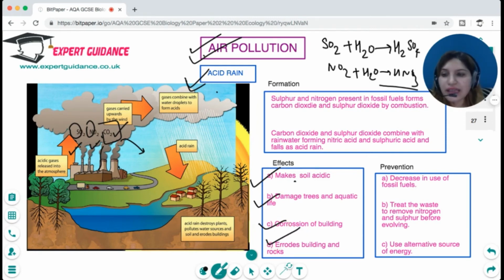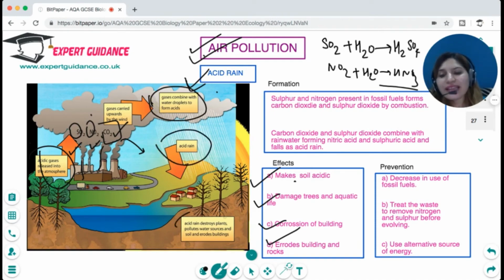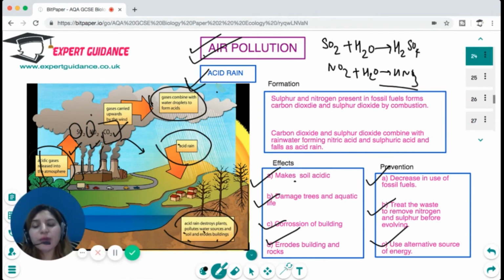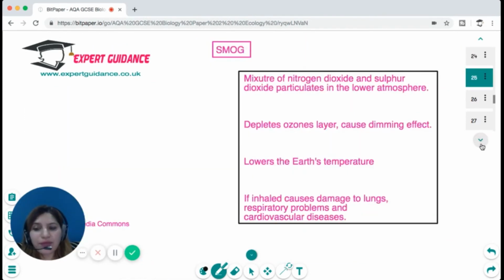So you can see in this, the acid gases are released into the atmosphere. They are carried up by the winds. They combine with the water droplets, form acid rain, and this acid rain destroys plants, pollutes water sources and soil, and erodes buildings. Now, how can we get away with this problem? We should decrease the use of fossil fuels, treat the waste to remove nitrogen and sulfur before releasing it into the atmosphere, and use alternative sources of energy. Okay, so I hope the process of acid rain, its effect and prevention is clear to you.